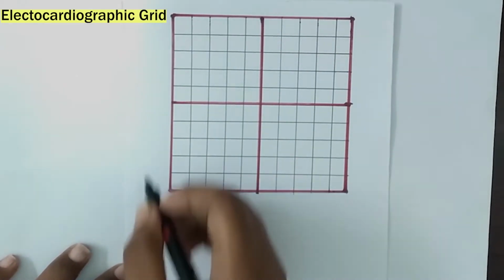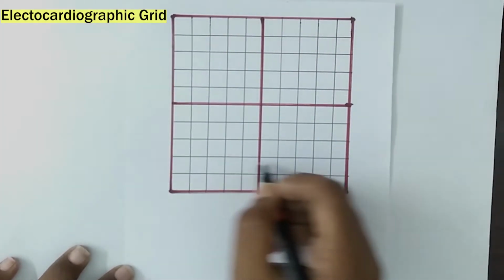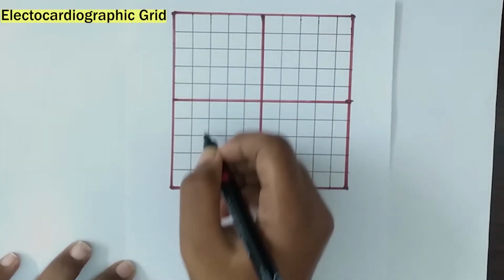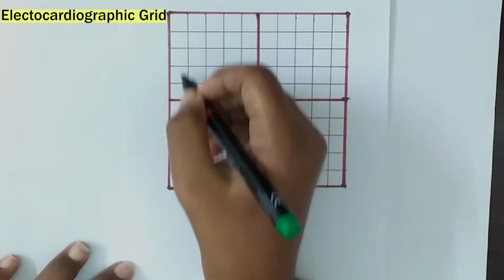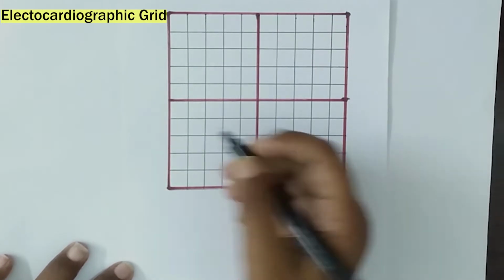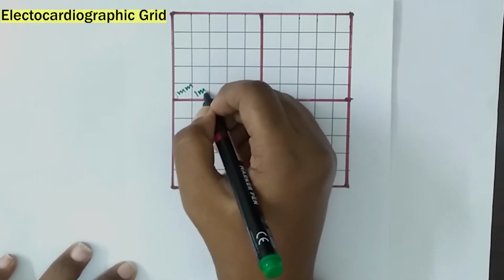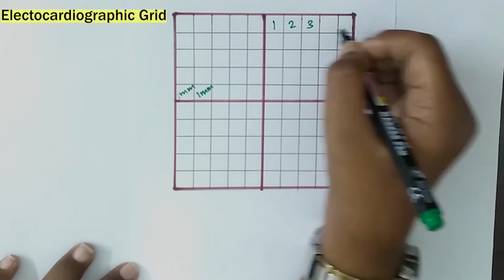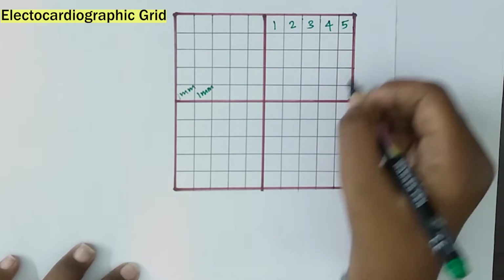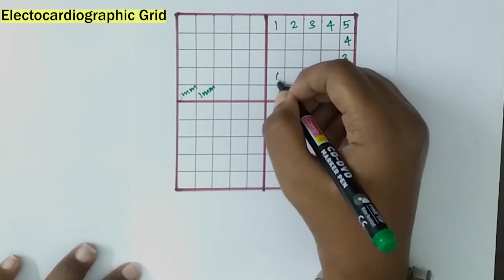Electrocardiographic grid. Electrocardiographic grid refers to the markings and the lines that are present on ECG paper. ECG paper has multiple horizontal and vertical lines at regular intervals of 1 mm. Every fifth line, whether it is horizontal or vertical, is thickened. So one big box is 5 into 5 in measurement.